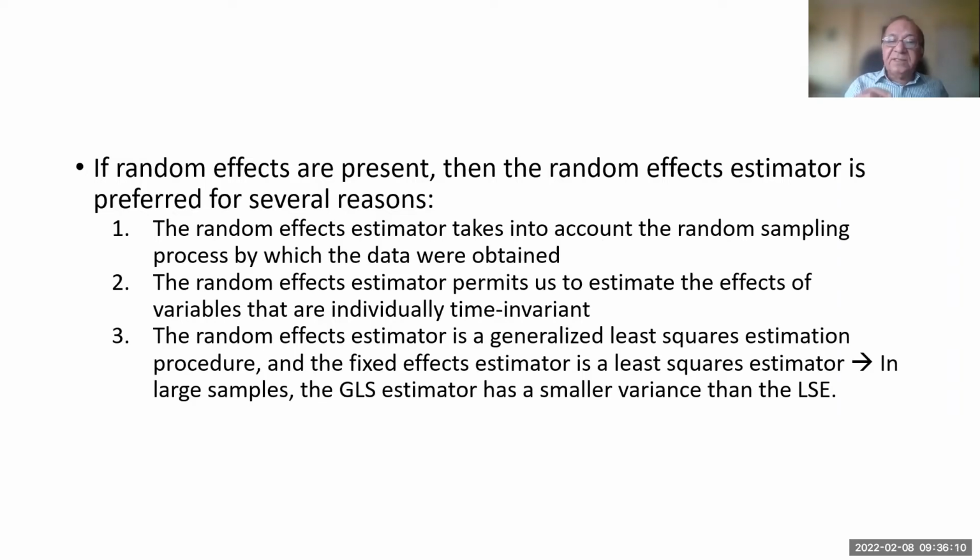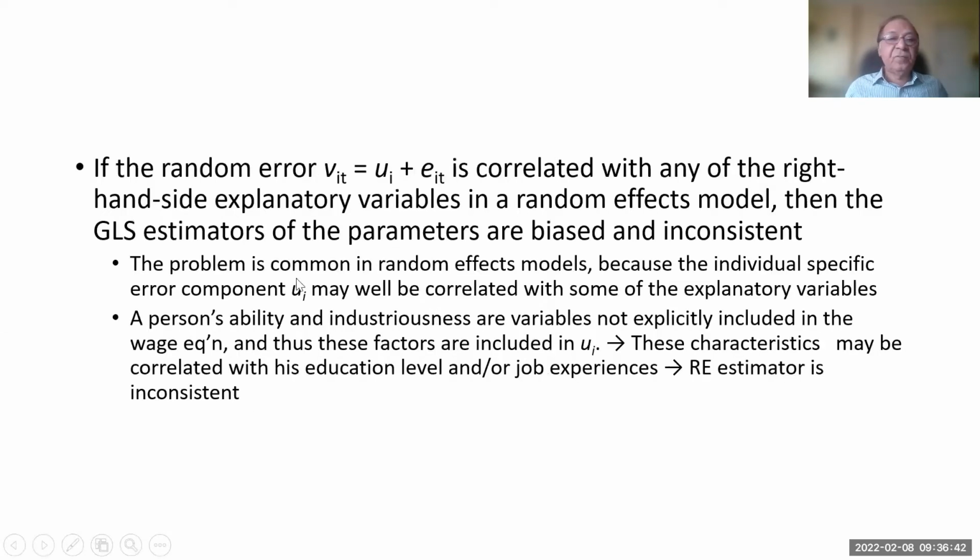The random effects estimator is generalized least squares estimation. Now it is not OLS, it is GLS estimation procedure. And the fixed effect estimator is a least squares estimator, that is OLS. In large samples, the GLS estimator has a smaller variance than OLS, because the generalized least squares method has a smaller variance than least squares methods.